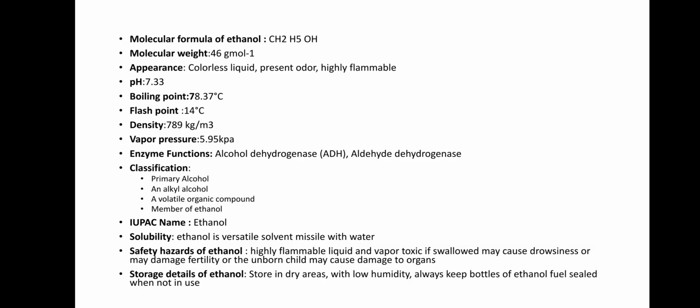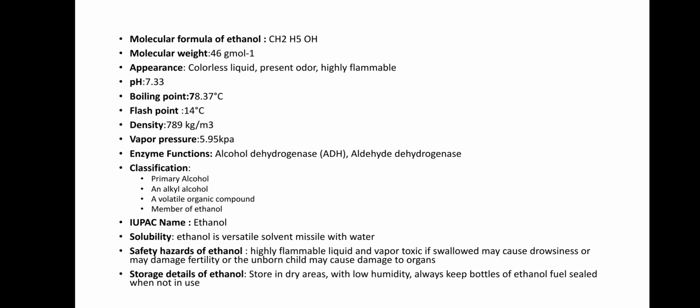Now we can move on to some interesting things about ethanol. Molecular formula of ethanol: C2H5OH. Molecular weight 46 g/mol. The appearance of ethanol is a colorless liquid, with a characteristic odor, and highly flammable. The pH of ethanol is 7.33. The boiling point is 78.38 degrees Celsius. Flash point is 14 degrees Celsius and the density is 789 kg/m3. The vapor pressure is 5.95 kPa.